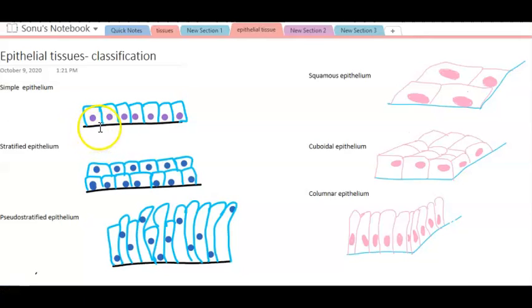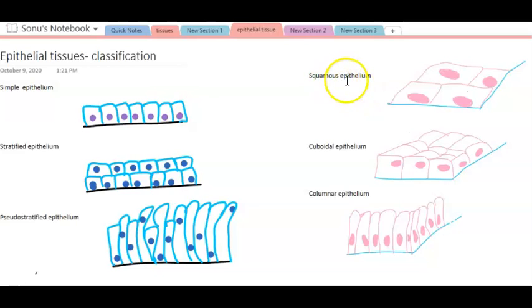So in this figure you can see that this is the basement membrane and the cells are arranged in a single layer. So this is simple epithelium. Stratified means they have more than one layer, and the above surface will be called the apical surface, and the one below will be referred to as the basal surface. In pseudostratified epithelium, unlike these two, the nuclei are arranged at different levels, so we get an appearance of a stratified epithelium. Actually it is simple epithelium, so it is referred to as pseudo, meaning false.